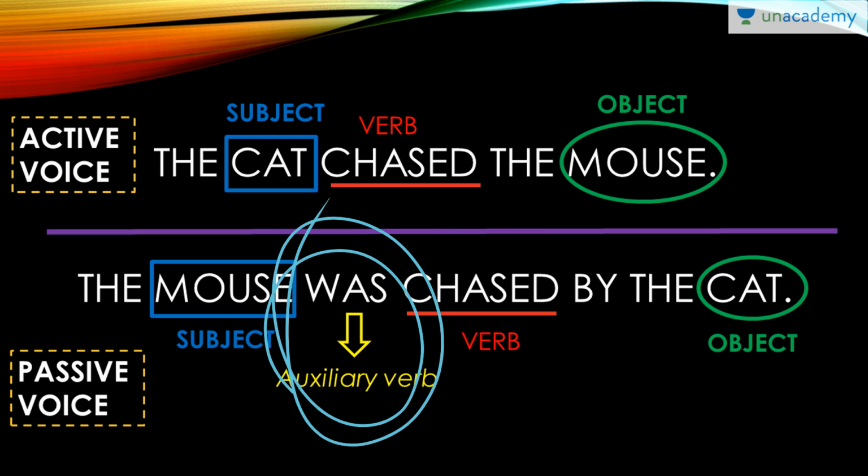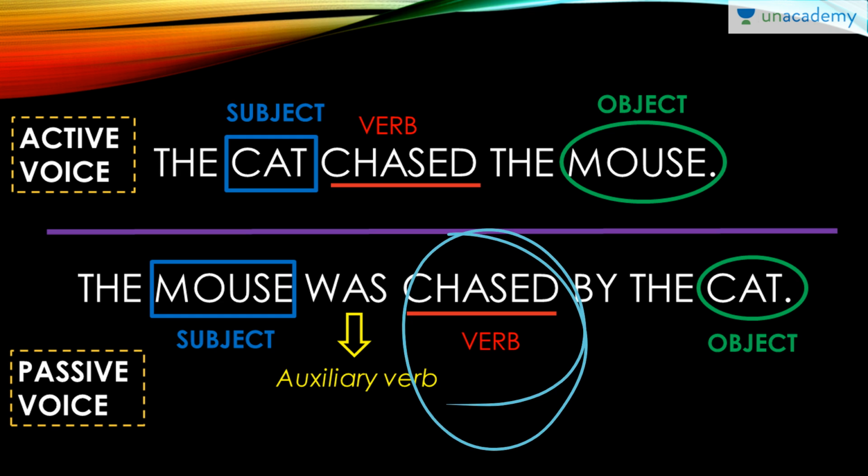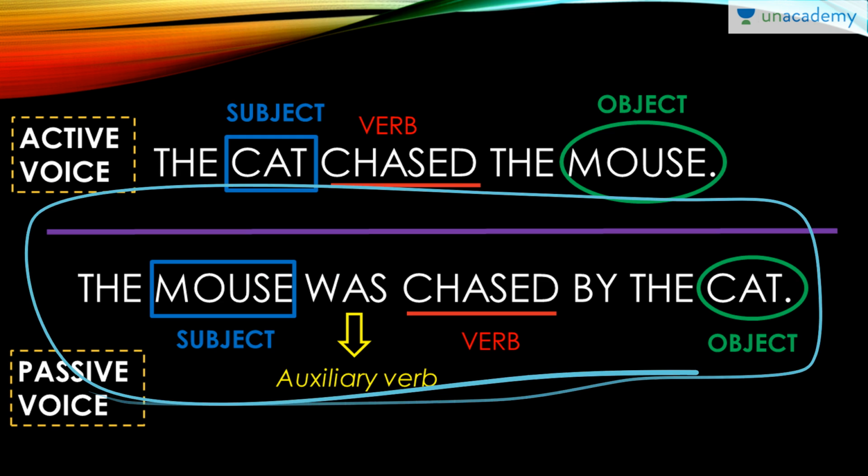Was is an auxiliary verb. New word. What is auxiliary verb? An auxiliary verb is a verb. Was is a verb, yes. An auxiliary verb is a verb that acts as an extra attachment to the main verb, which is chased in this situation. So was chased by an auxiliary verb is an enhancement to the entire statement, making the sentence meaningful. The mouse was chased by the cat.